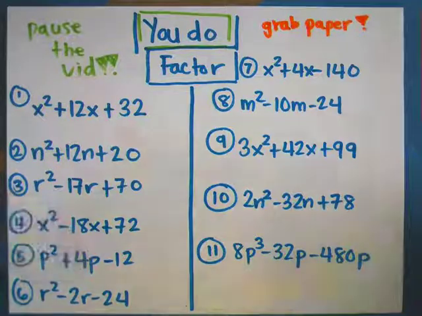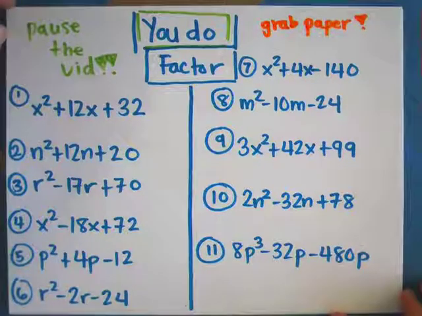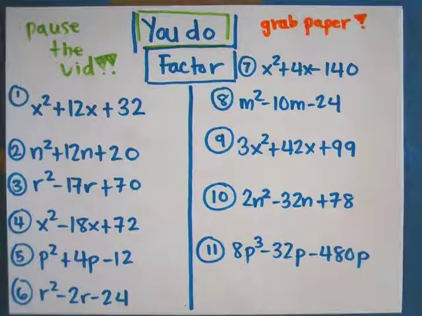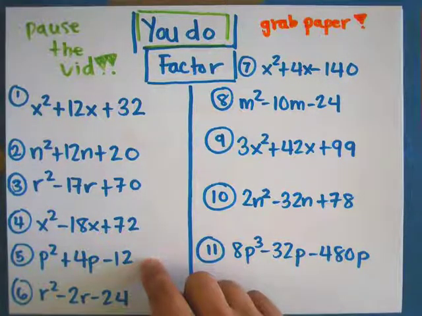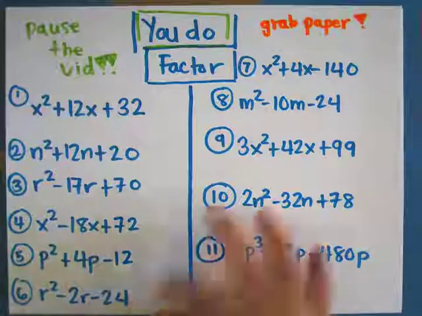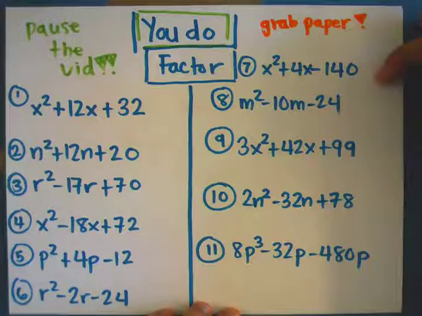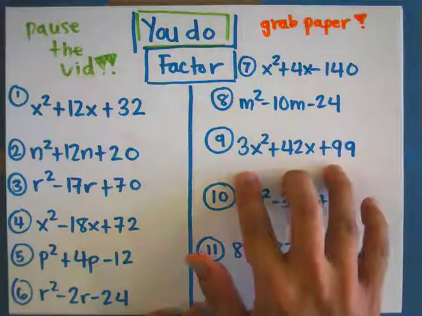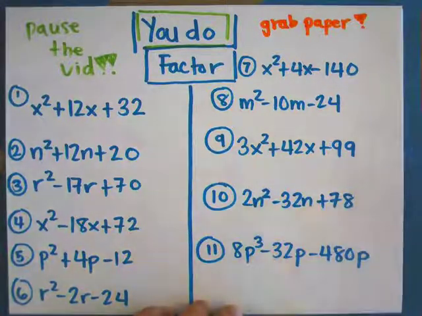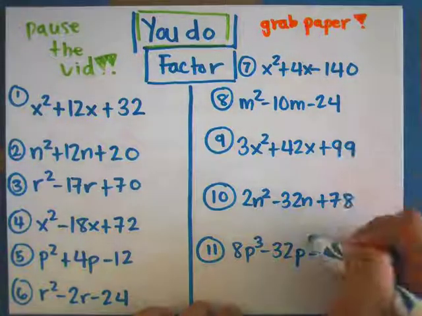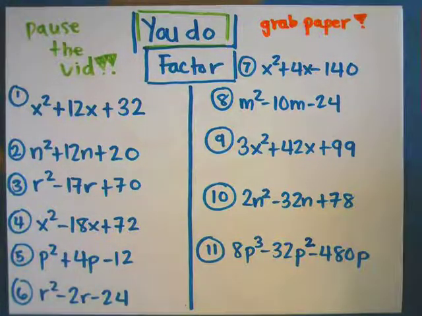But these are your problems over here: x squared plus 12x plus 32, n squared plus 12n plus 20, r squared minus 17r plus 70, x squared minus 18x plus 72, p squared plus 4p minus 12, r squared minus 2r minus 24, and then the last 5: x squared plus 4x minus 140, m squared minus 10m minus 24, 3x squared plus 42x plus 99, 2n squared minus 32n plus 78, and then 8p cubed minus 32p squared minus 480p.